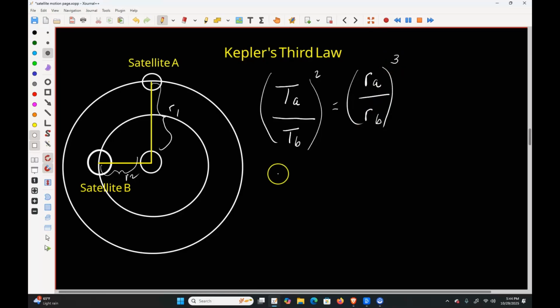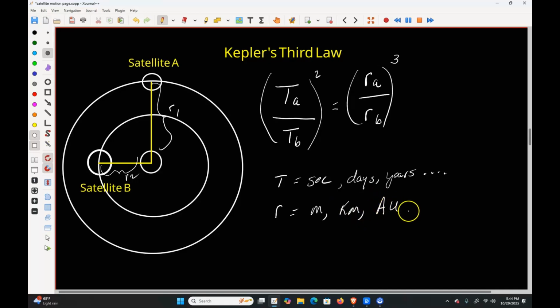The period can be in seconds, days, years, and so on. The radius here can be in meters, kilometers, astronomical units, whatever you desire, as long as both of these have the same units, and as long as these are the same units.